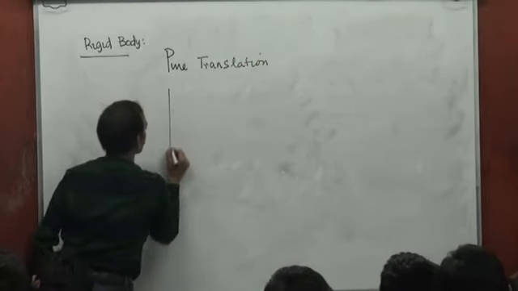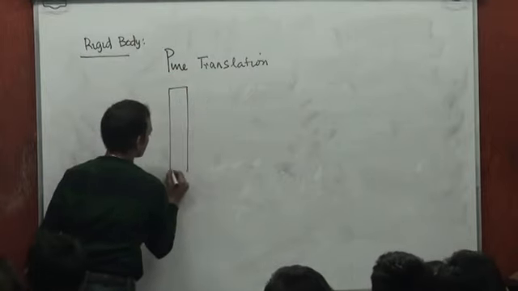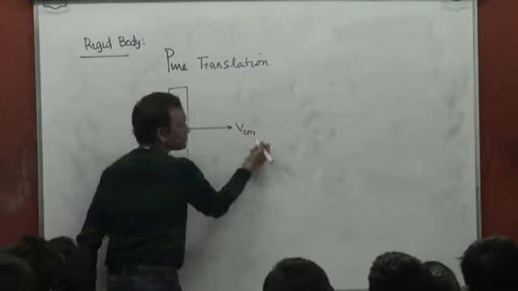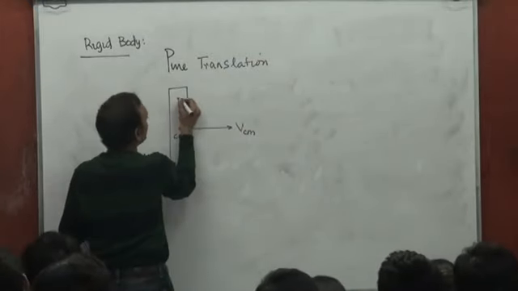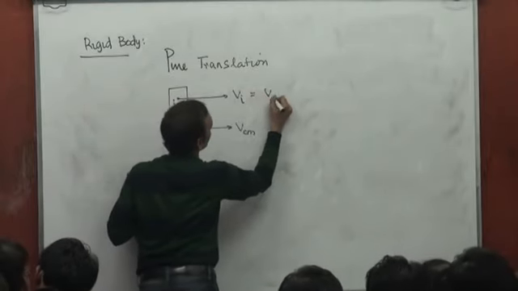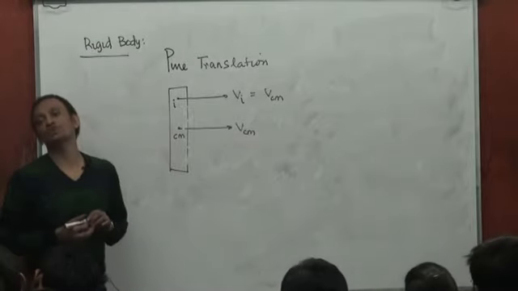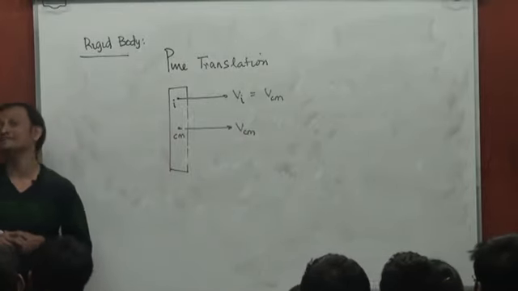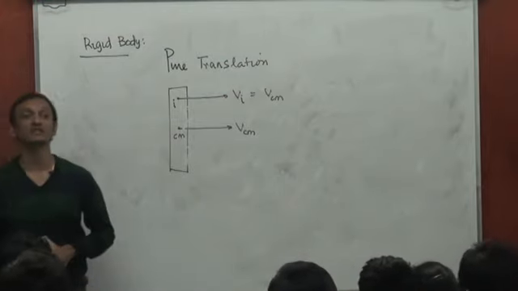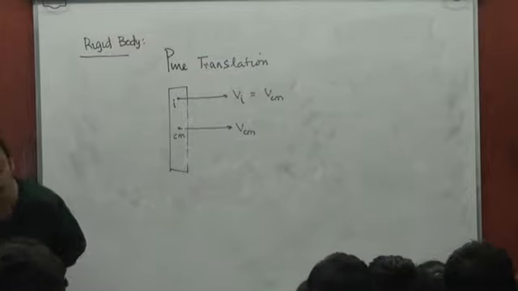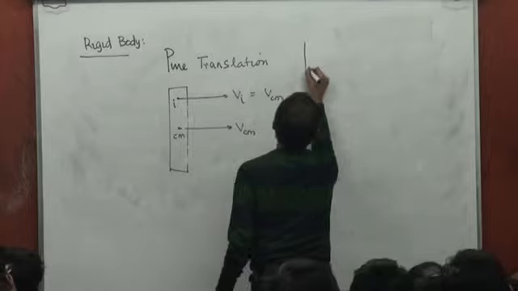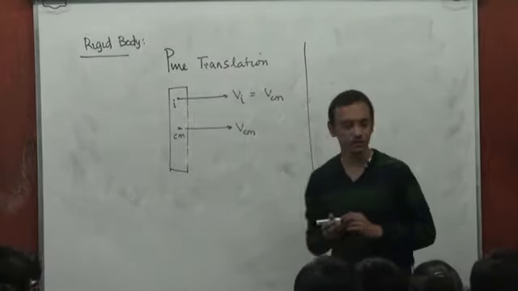Pure translation means, let's say this is a rigid body in a state of pure translation. This is the center of mass, and VCM is the velocity of the center of mass. Then the velocity of any other particle, let's say the ith particle constituting the rigid body, will be the same as the velocity of the center of mass. Clear? That's pure translation. All particles have the same velocity in pure translation, right?